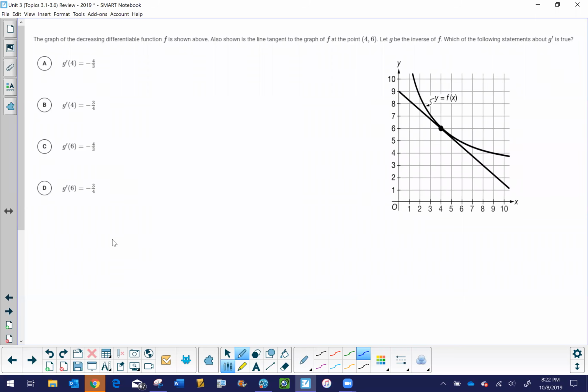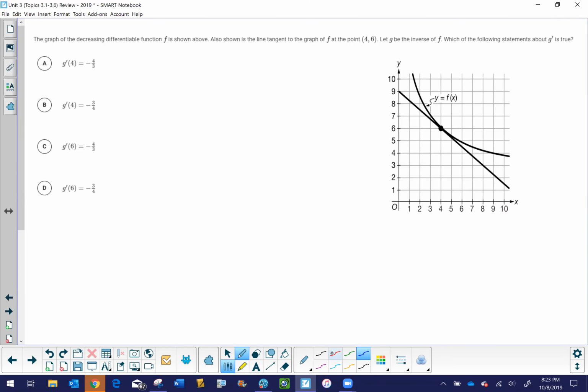Okay, so it says the graph of the decreasing differentiable function f is shown below. Also shown is the line tangent to the graph of f at the point (4, 6). I'll buy that. g is the inverse of f. Which of the following statements is true about g prime? I like this. This problem can be answered very quickly, and everybody needs to give Newhamin a pat on the back because you're going to see something like this tomorrow or Thursday.